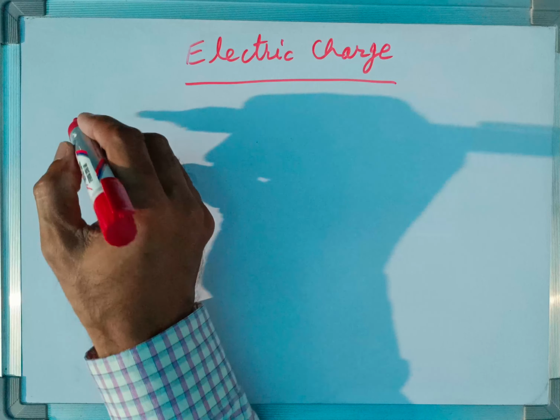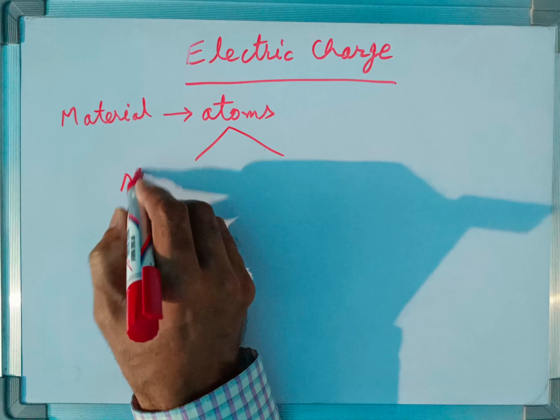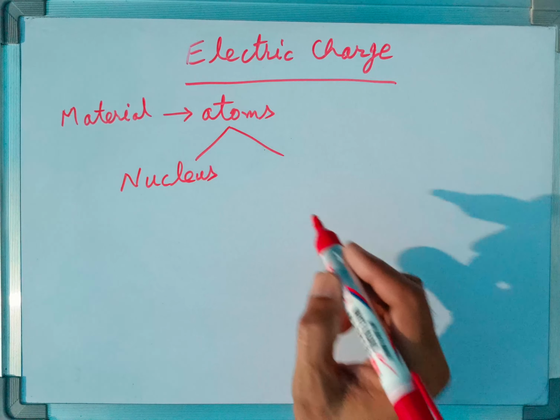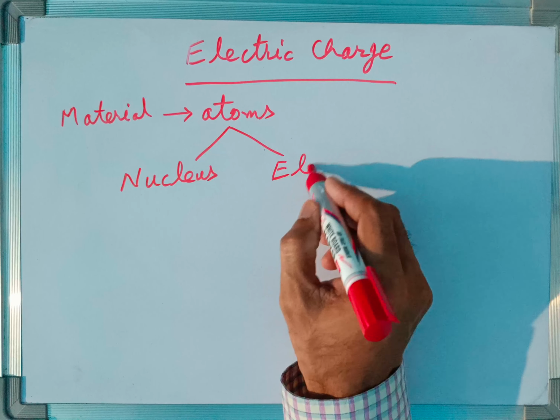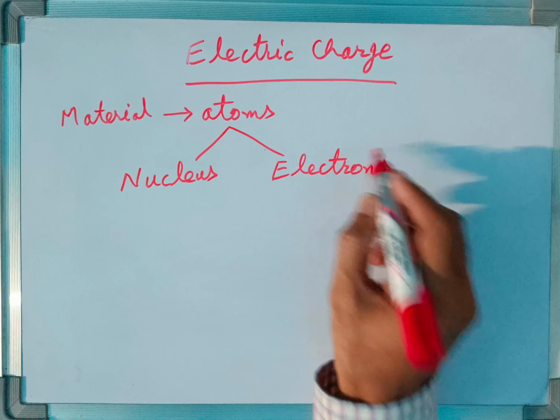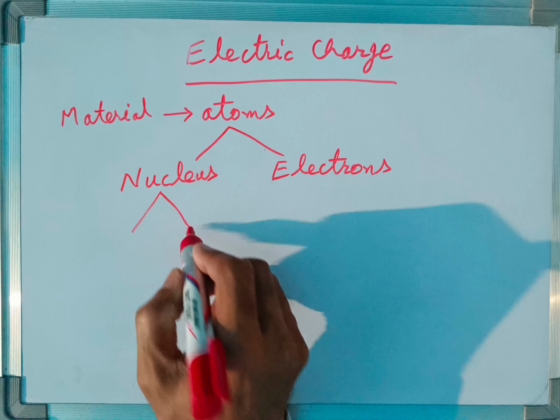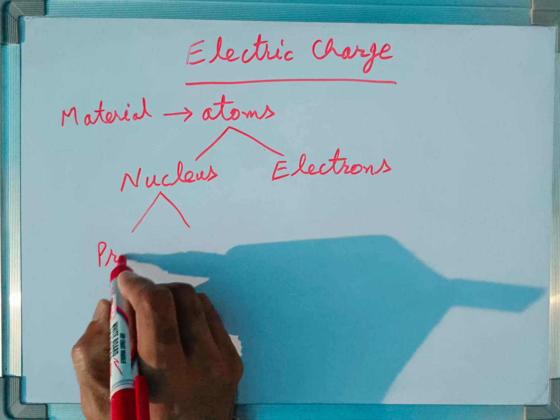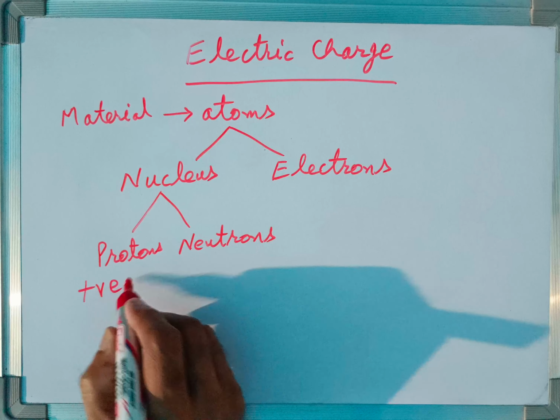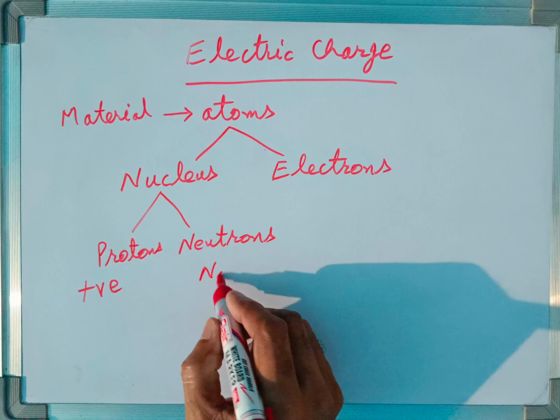First of all, let us recall that every material is made of atoms, and an atom is made of a nucleus surrounded by electrons. The nucleus contains protons and neutrons. We know protons are positively charged and neutrons have no charge.